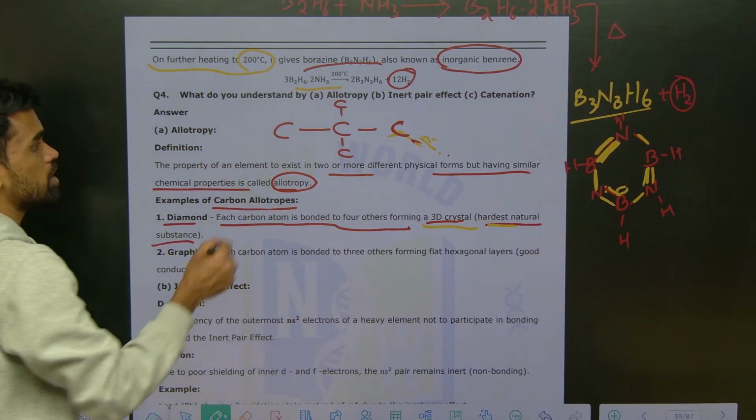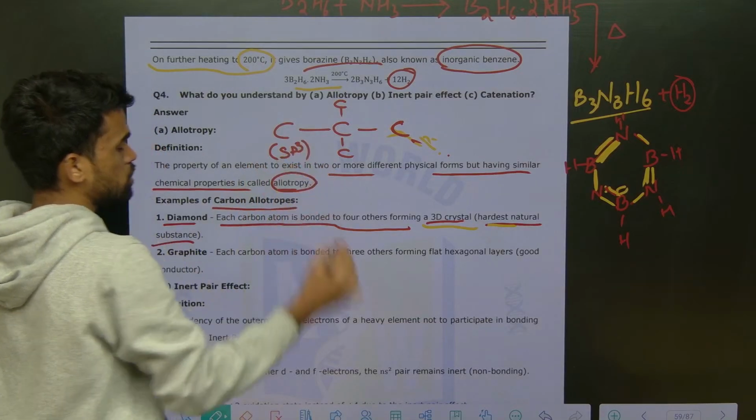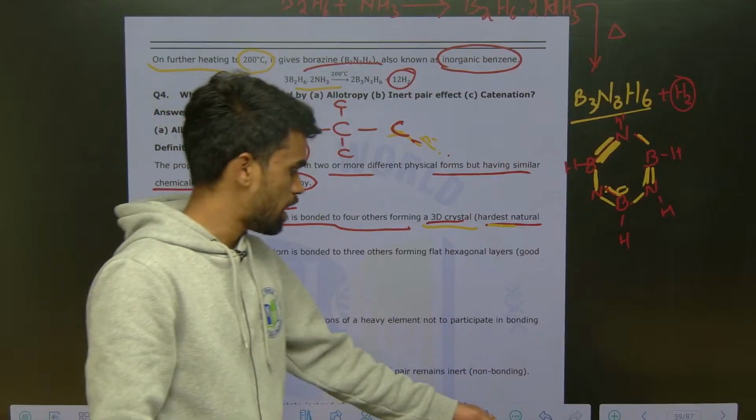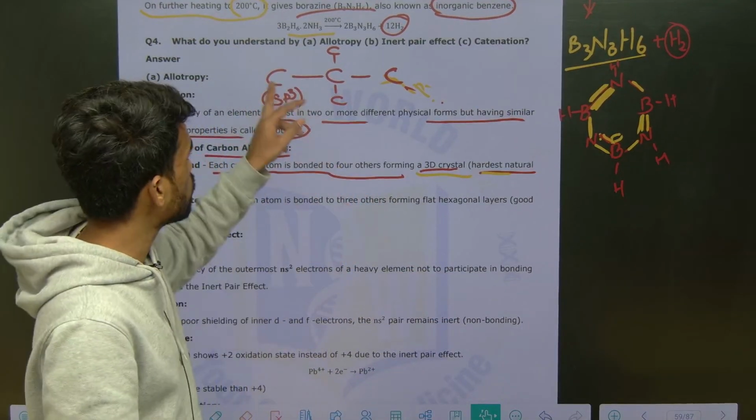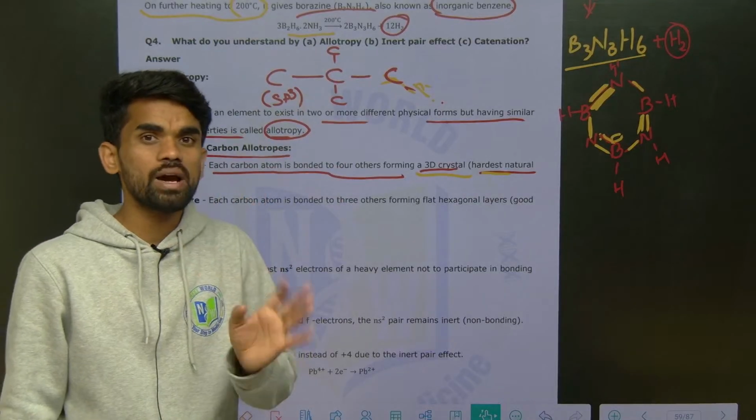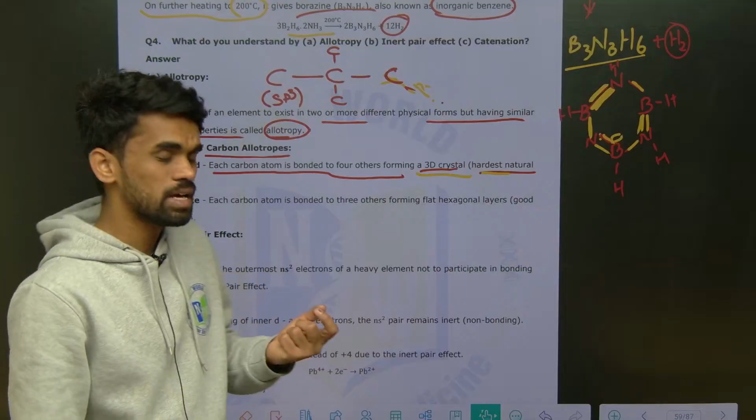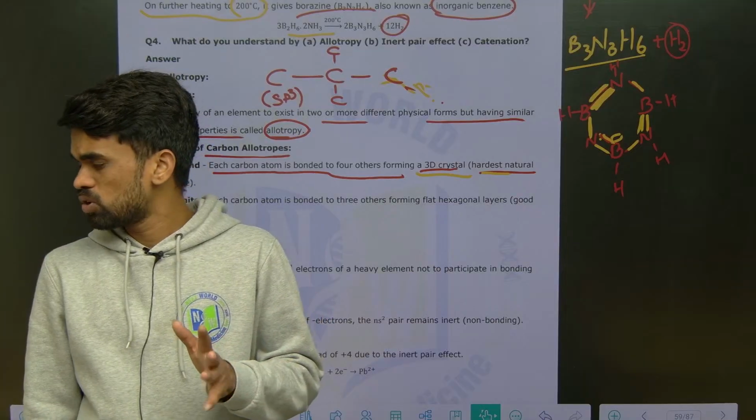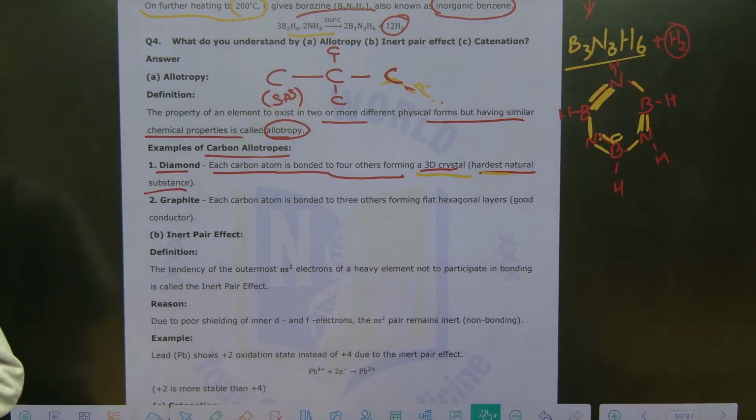You can remember that each carbon in diamond is sp3 hybridized, and there are no free electrons to move. There is no pi bond, only sigma bonds. There are no mobile electrons, so it is a bad conductor. I am talking about diamond. The next one we have is graphite.